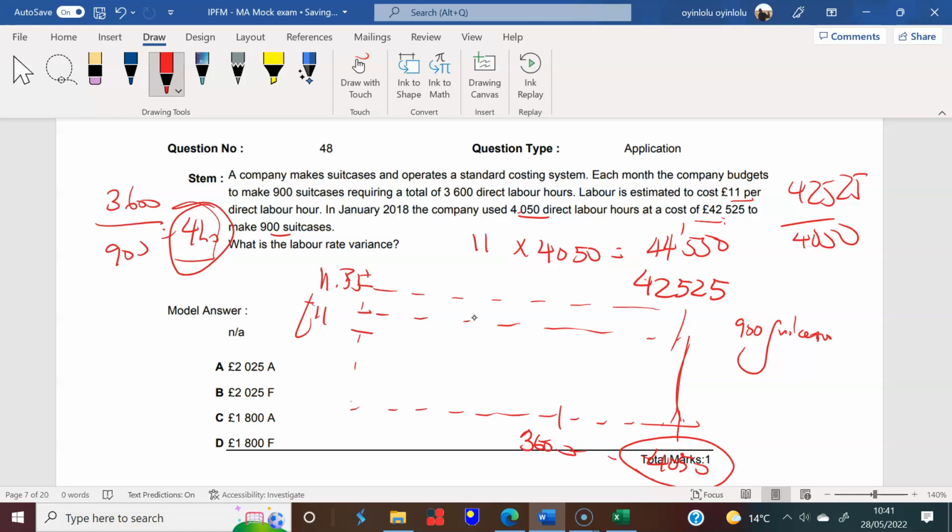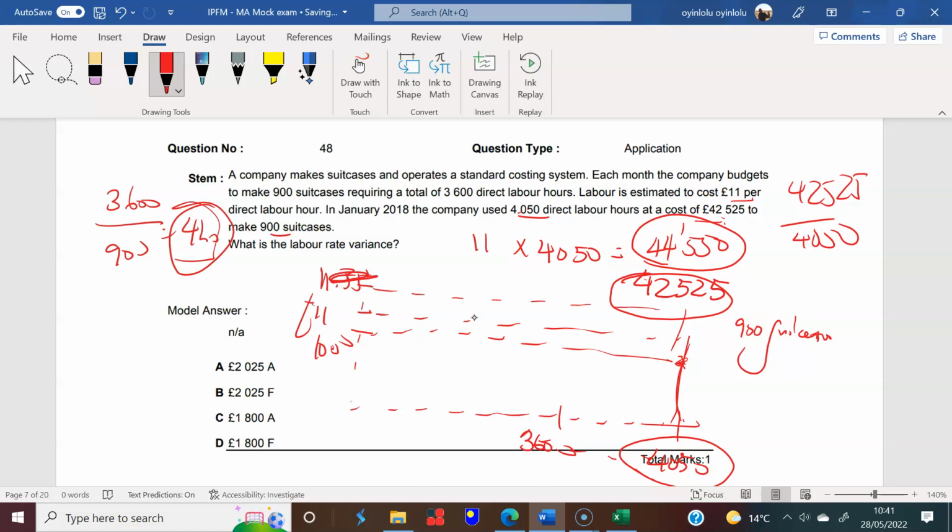You should have spent 11 times. Oh, sorry, forgive me. It's favorable. Sorry, I don't know why I thought that was adverse. Yeah, so you spent £10.50. You spent less per kilogram. So you spent this, and you should have spent this. So it's favorable, isn't it? It's a favorable variance. So let's find the difference between the two.